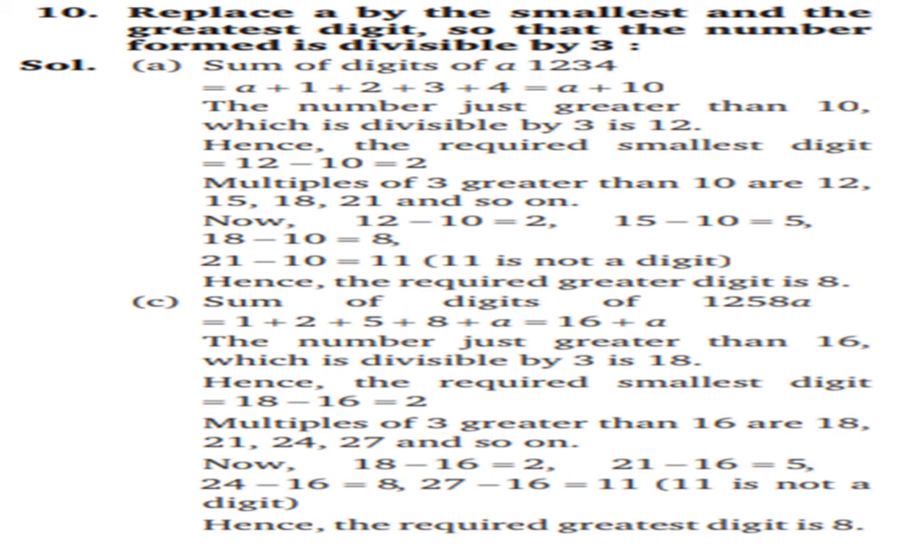Okay. Now multiples of 3 greater than 16 are 18, 21, 24, 27 and so on. Now we will find the difference. So 18 minus 16 equal to 2, 21 minus 16 equal to 5, 24 minus 16 equal to 8, 27 minus 16 equal to 11. So here 11 is not a digit. Okay. Hence the required greatest digit is 8. Similarly beta, you have to solve B and D part.